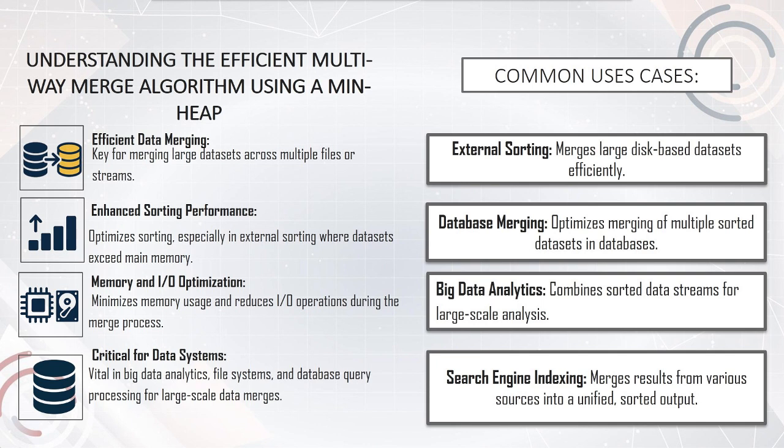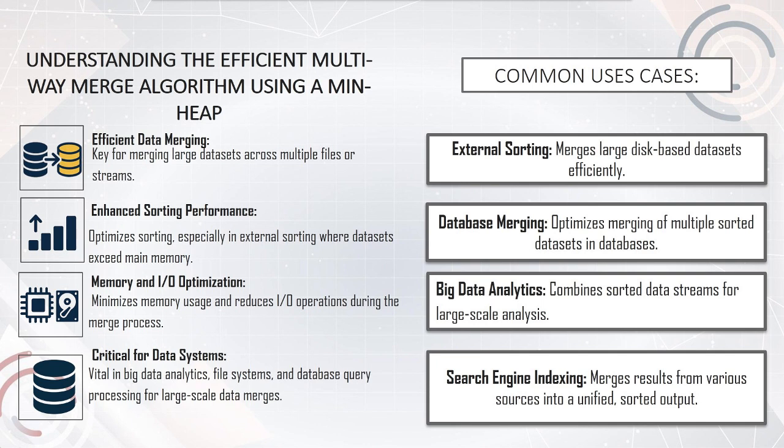Understanding the efficient multi-way merge algorithm using a min heap. First is efficient data merging. When you have lots of sorted data split across different files or streams, like logs from different servers or chunks of sorted database records, you need a way to combine them all into one big sorted list. That's where multi-way merging comes in. Instead of merging two files at a time, it merges many at once, which saves time and computing resources.